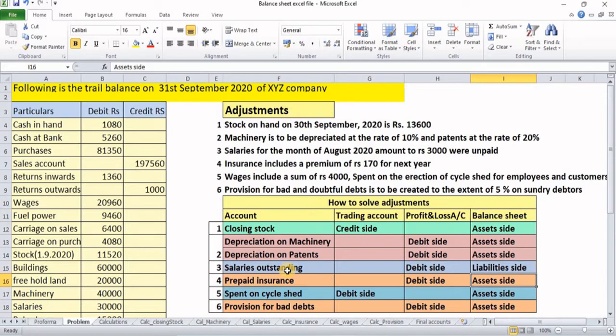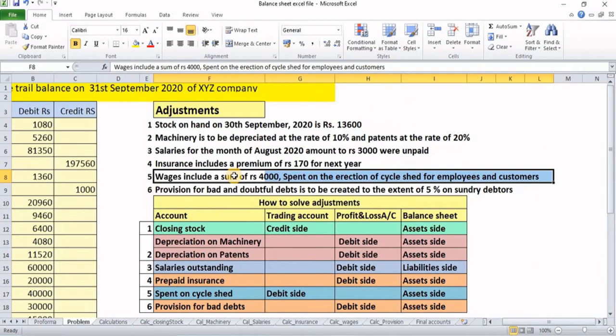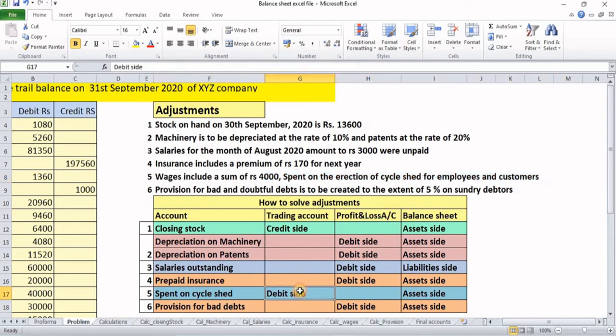Our next adjustment is wages include a sum of rupees 4,000 spent on the erection of a cycle shed for employees and customers. This adjustment is to rectify the entry. Instead of creating a renovation expense for the buildings, we have wrongly added this expense to wages. So, to correct the entry, we are debiting the wages account, which is an expense, and we'll show it on the debit side of the trading account.